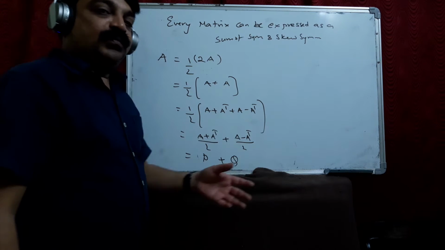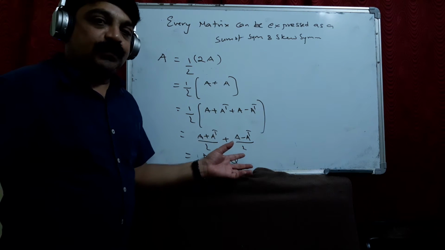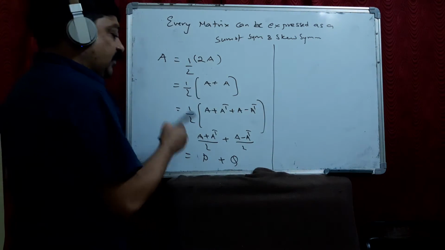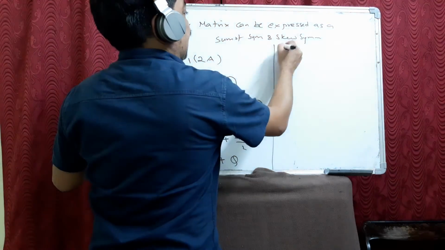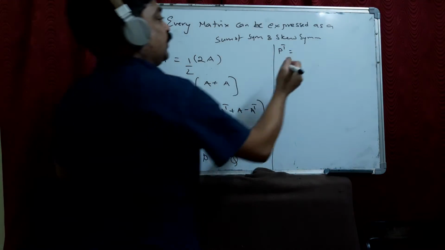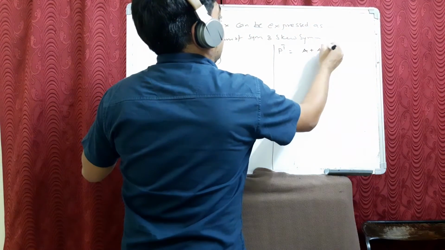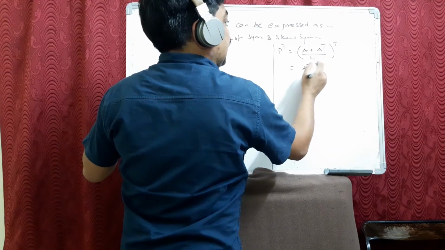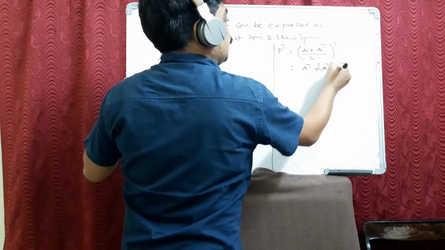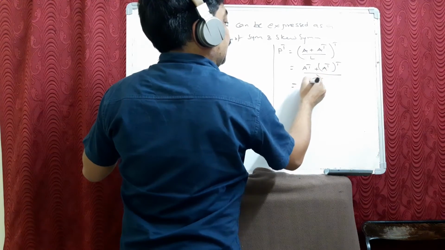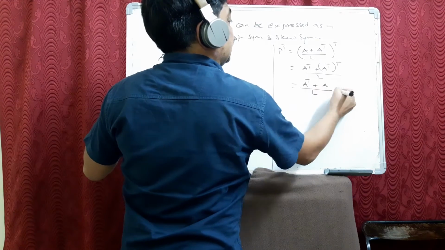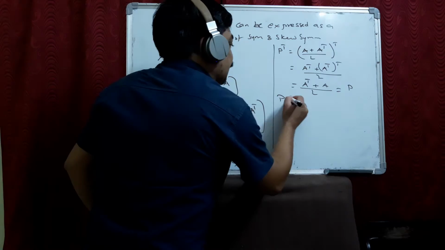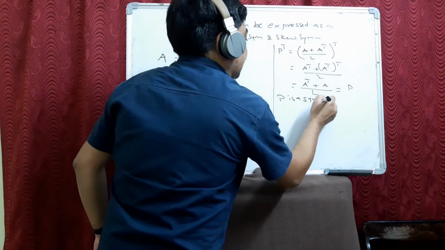So what do I want to prove? One is symmetric and the other one is skew symmetric. How I prove, I will tell you. So I will prove P is symmetric. How? Take P transpose, which is A plus A transpose by 2, whole transpose. Send transpose inside: A transpose plus A transpose whole transpose by 2. It becomes A transpose plus A by 2. This is nothing but P. So P transpose equals P, you got it.